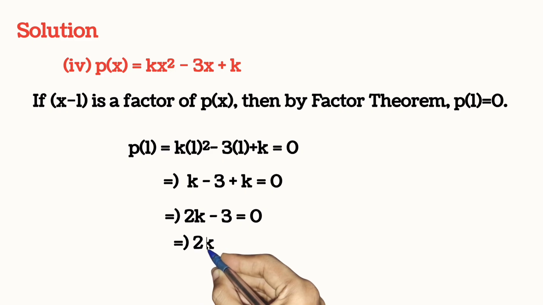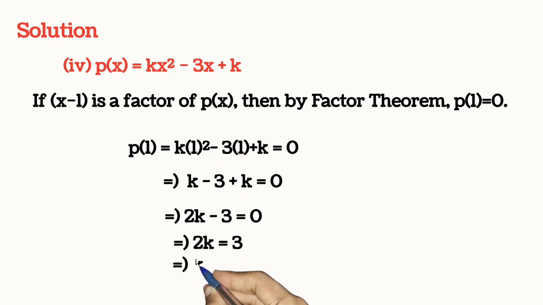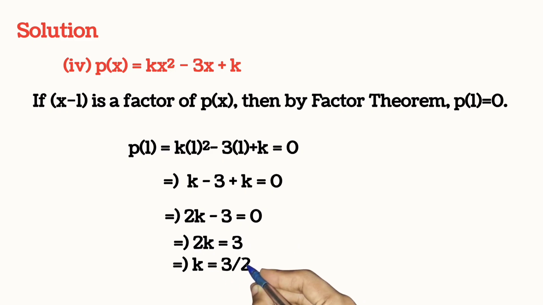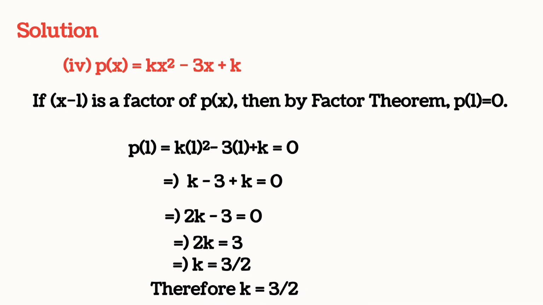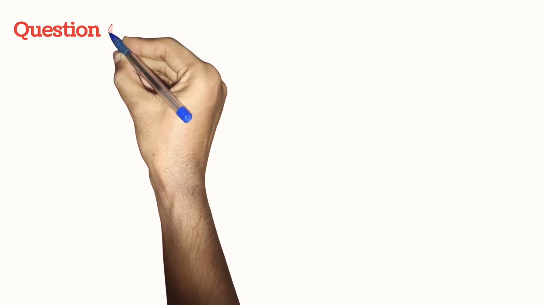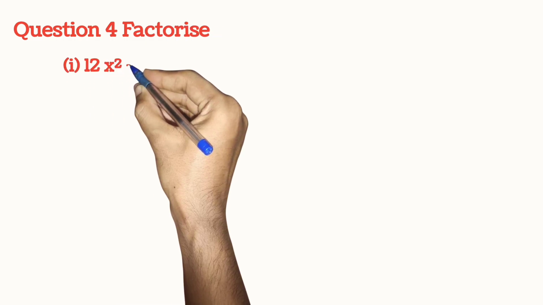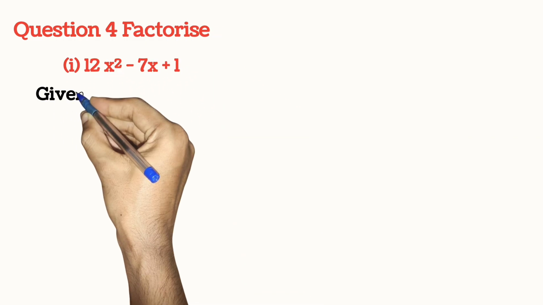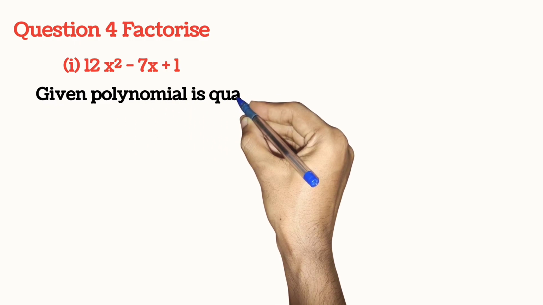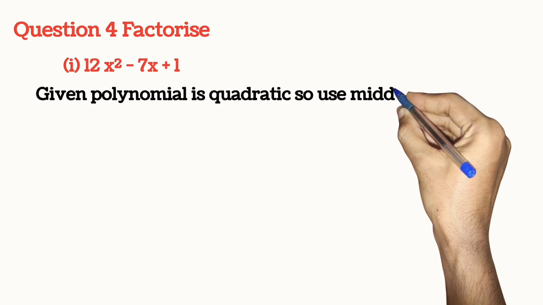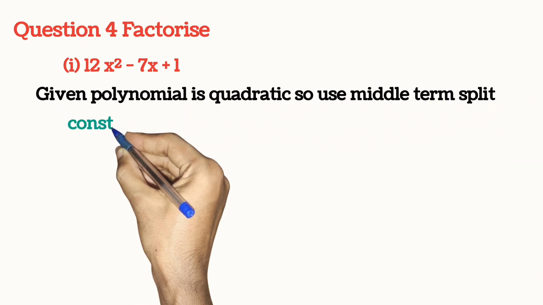That implies 2k equal to 3, that implies k equal to 3 by 2, therefore k equal to 3 by 2. Now question 4. Factorize. First, 12x square minus 7x plus 1. Given polynomial is quadratic, so use middle term split.